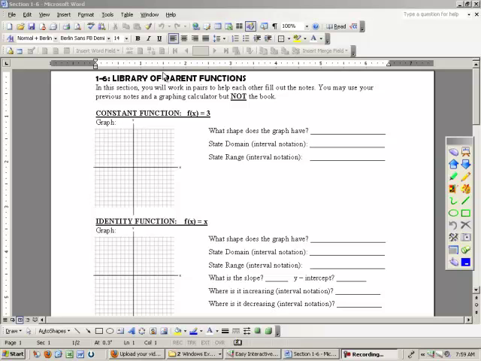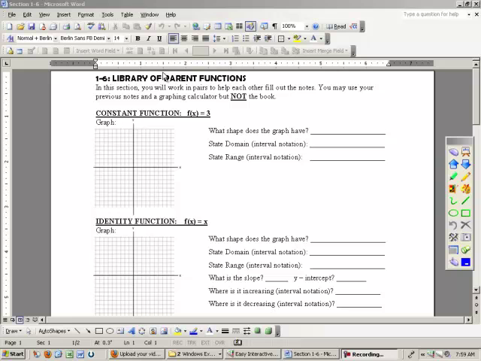All right, welcome to section 1.6. We are talking about parent functions. Nothing today but functions. And what we're going to do is basically go back and talk about domain and range and increasing and decreasing for all of these specific parent functions.